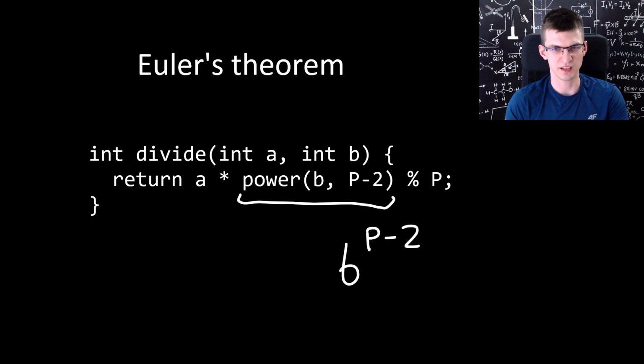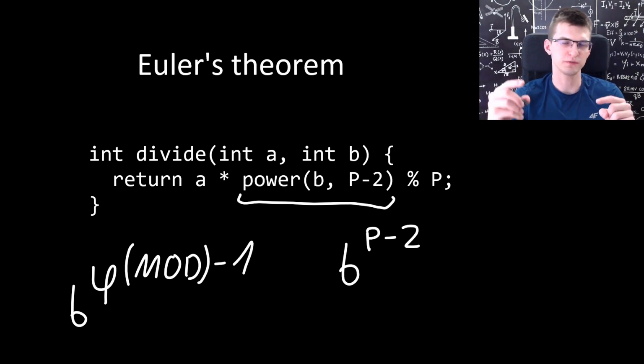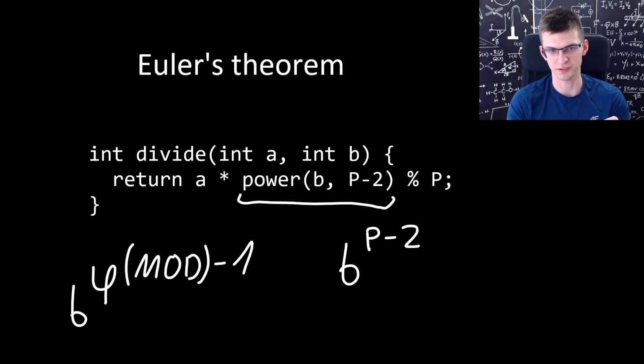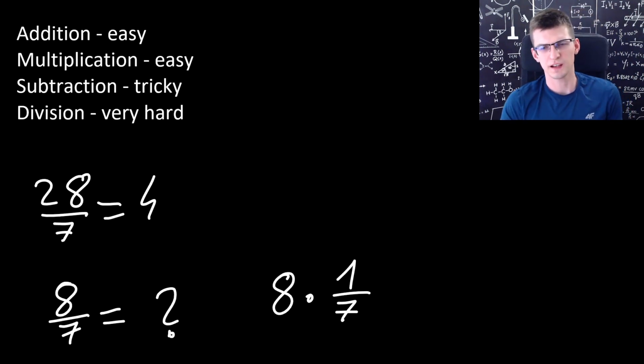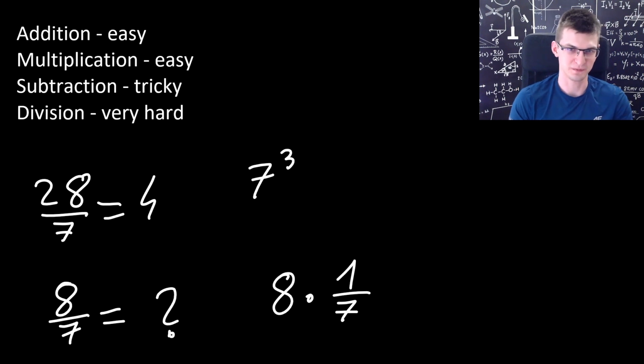In general, it says that we need to take b power phi of modulo minus 1, where phi is the number of numbers smaller than mod coprime with mod. And for 10, it is, I think, 4. So for 10, this gives us that we need to compute b to the power 3. And you can check that if this was our b, because we divide a by b, 7 to the third power should give us an inverse of 7.